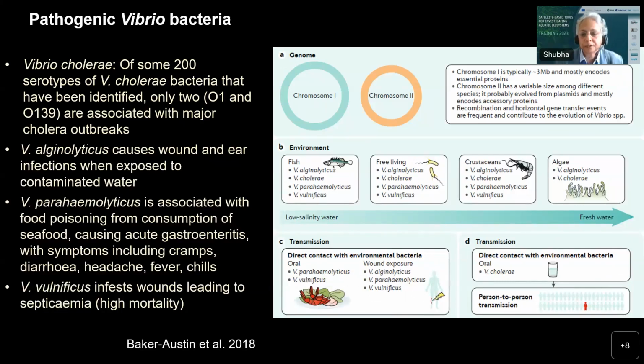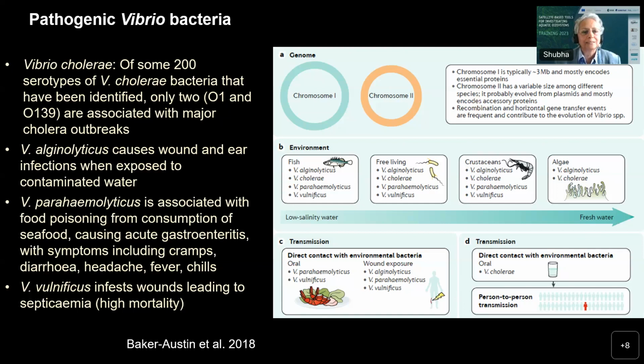And water hyacinth is also known to be associated with Vibrio cholerae, as are some other large floating vegetation. So let's take a closer look at the genus Vibrio, which includes a number of pathogenic bacteria species. Vibrio cholerae, which we just encountered, includes some 200 serotypes, but only two, referred to as O1 and O139, are associated with major cholera outbreaks.